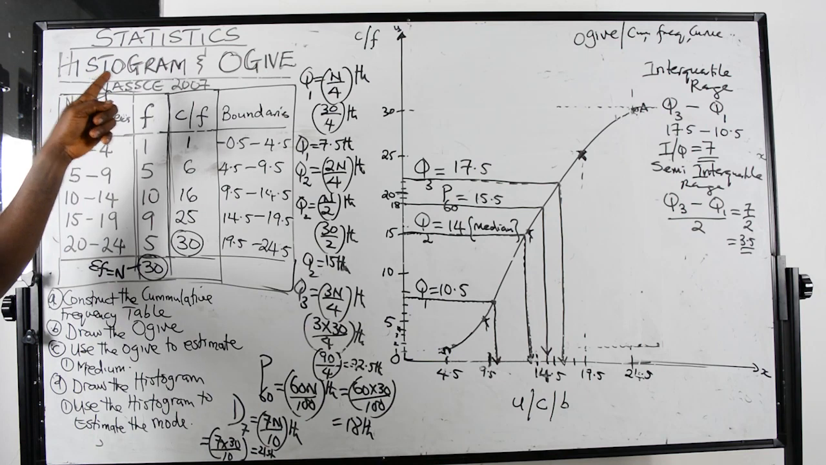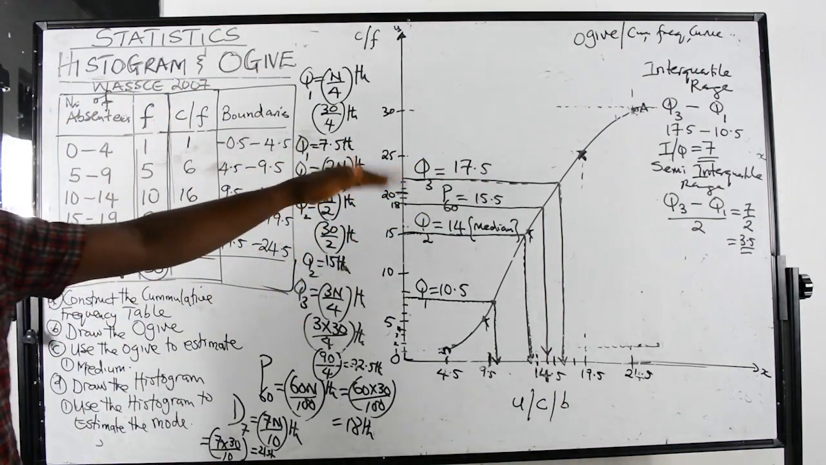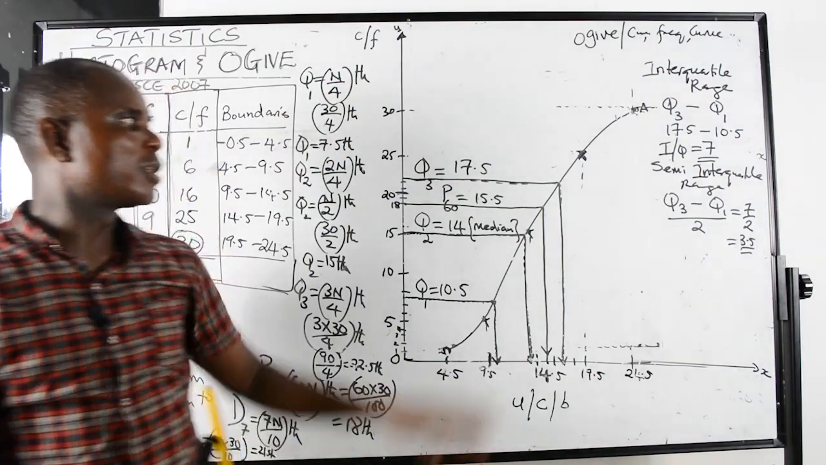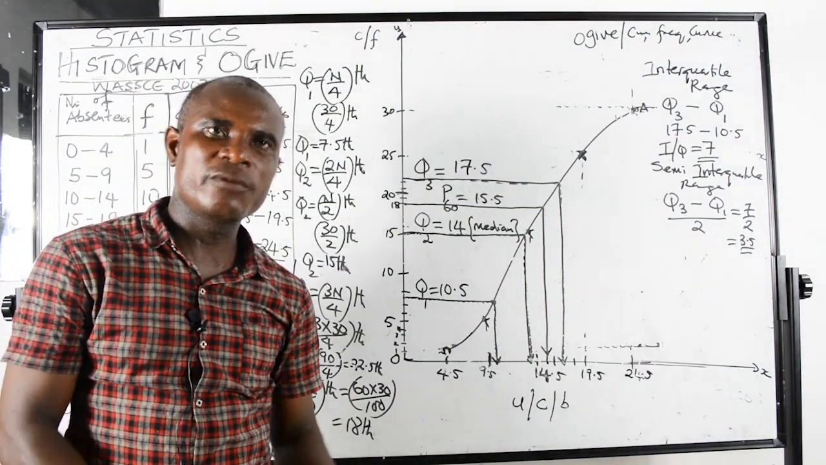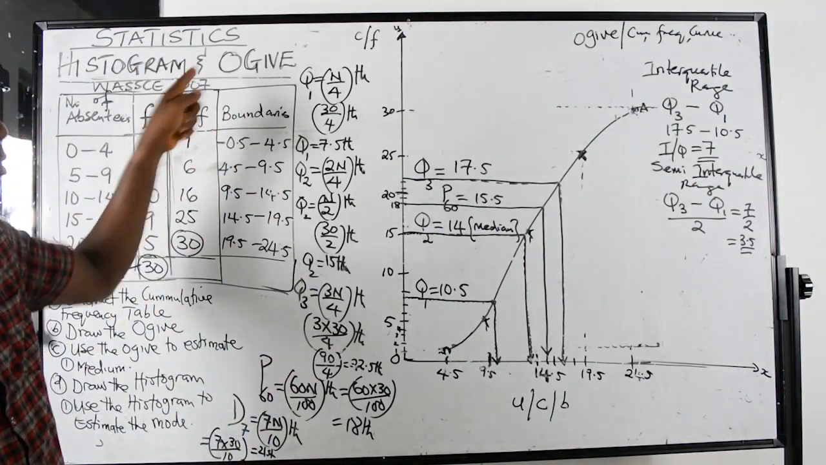You watch out for the histogram. I just did the ogive there because the ogive is a little bit complex, so I had to explain that properly for you. So this curve is what is called the cumulative frequency curve or the ogive. So thank you for watching, and watch out for the histogram on this question.